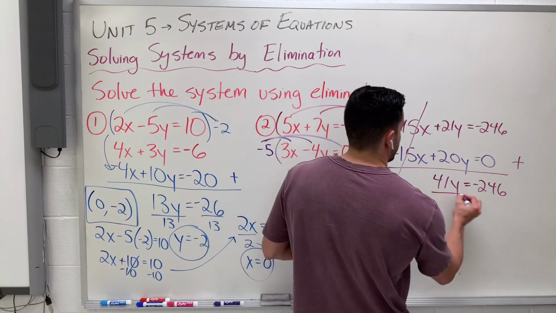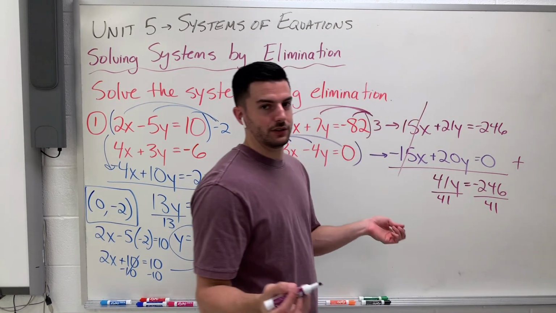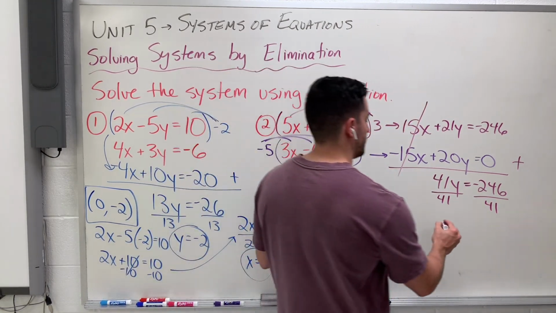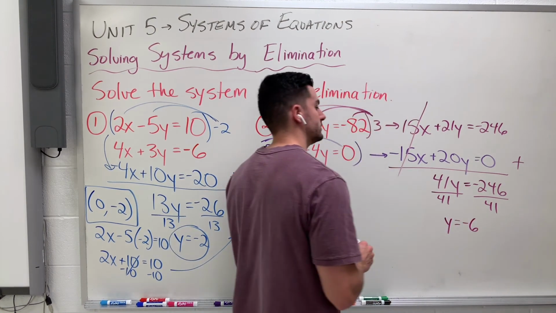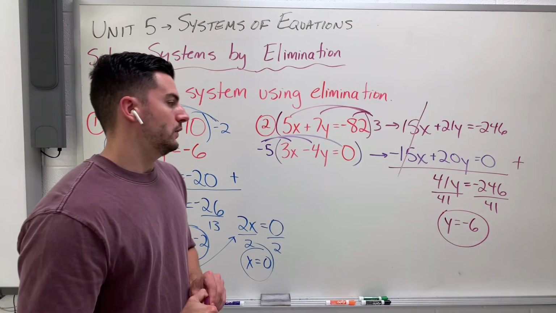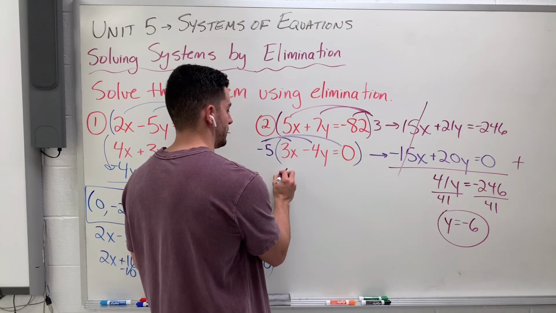Now if I continue to solve this, I would divide both sides by this 41. Again, you can use a calculator with these bigger numbers, but you would end up getting y equals negative 6. And so that's the y value. And again, you are not done. You are so close to being done, but you're not quite done yet.